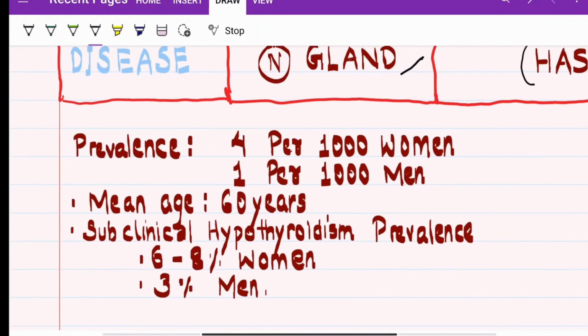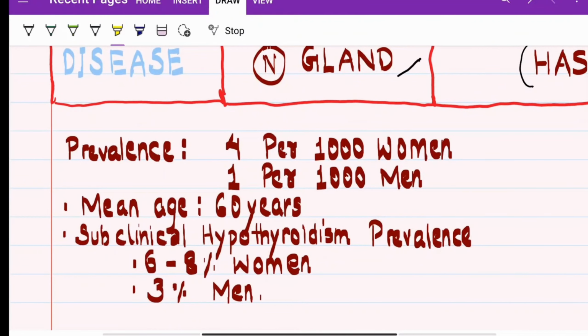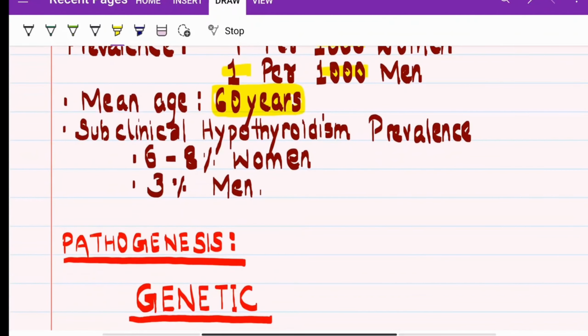Next, the prevalence of this disease, that is Hashimoto's, is mostly seen in women. In 1,000 women, 4 are affected; in men, only 1. The mean age is 60 years. Subclinical hypothyroidism prevalence is 6 to 8% in women and 3% in men.